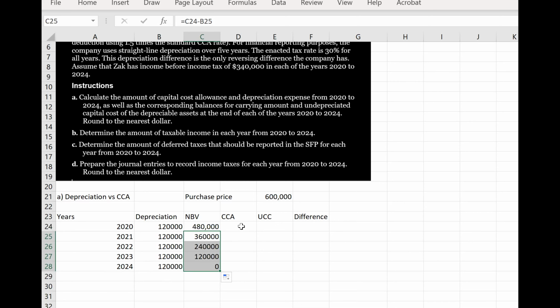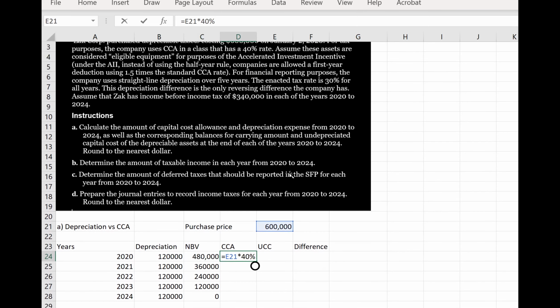which makes perfect sense. So for CCA, we're going to take the purchase price times the rate. It says it's a 40% rate, but we need to remember that for the first year, we're told that we're part of this AII deal where we can use 1.5 times the regular rate. So I'm simply going to multiply it by 1.5. That gives me my first year of CCA.